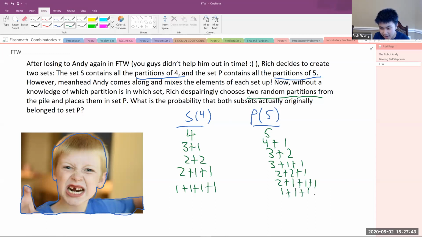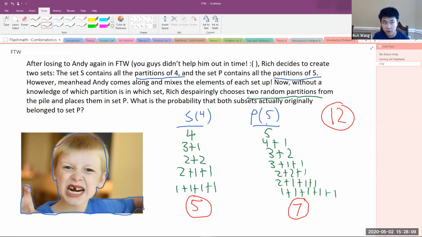Now that we're done writing out all the partitions, we can count up the number. We can see that in total, there are 1, 2, 3, 4, 5 in the set of partitions of 4. And there are 1, 2, 3, 4, 5, 6, 7 total in the number of partitions of 5. So after Meanhead Andy mixes them up, we know that there are in total 12 in the pile.